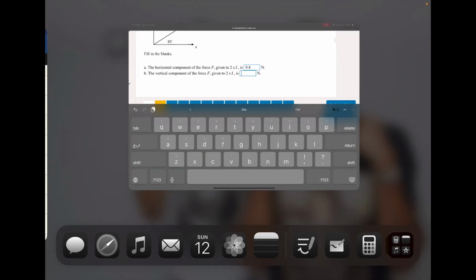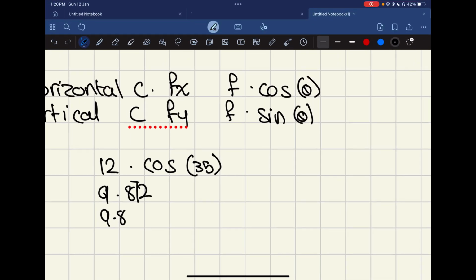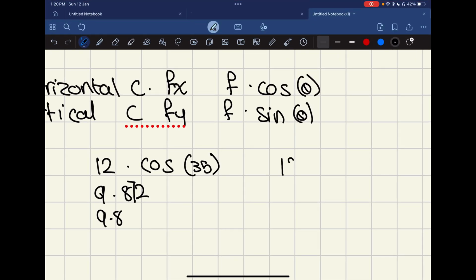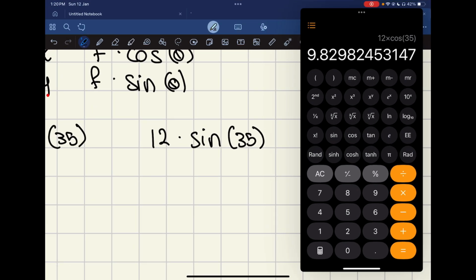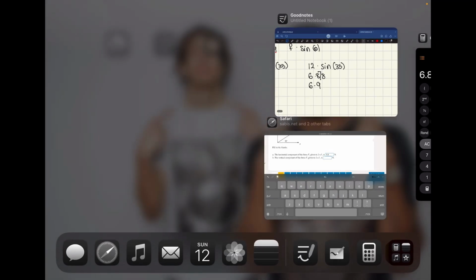And here, they want the vertical component. So it's gonna be 12 times sine of 35, which is 6.88. Can you round it up? Yes, so it's gonna be 6.9.